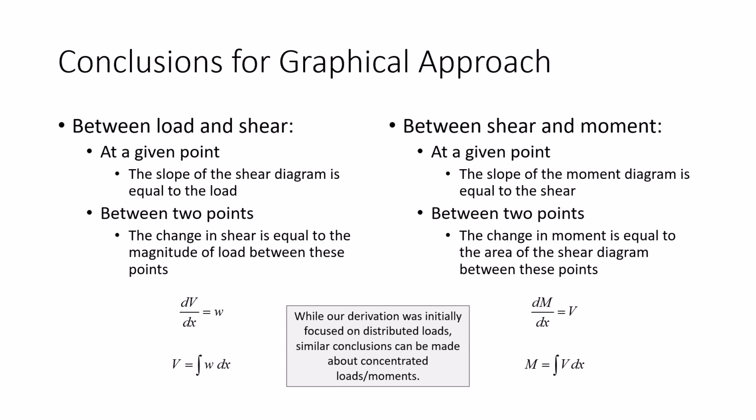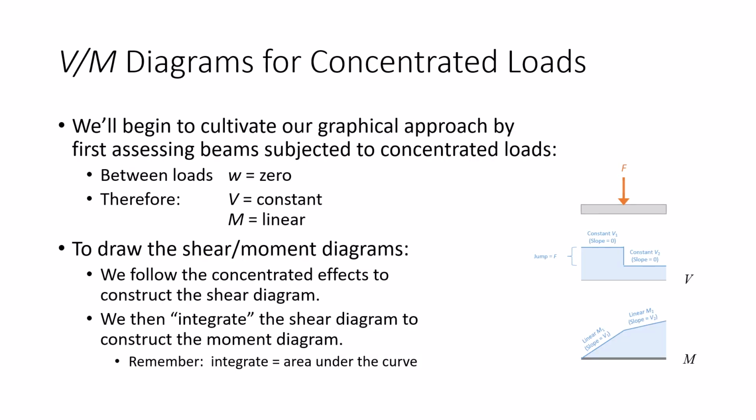Between shear and moment, it's sort of the same thing. The slope of the moment diagram is equal to whatever is reported on the shear diagram. And between 2 points, the change in moment is equal to the area under the shear diagram. Now let me pull up some images here that are probably a little bit familiar, maybe a little bit more visceral. So we start off our graphical approach the way we did in statics.